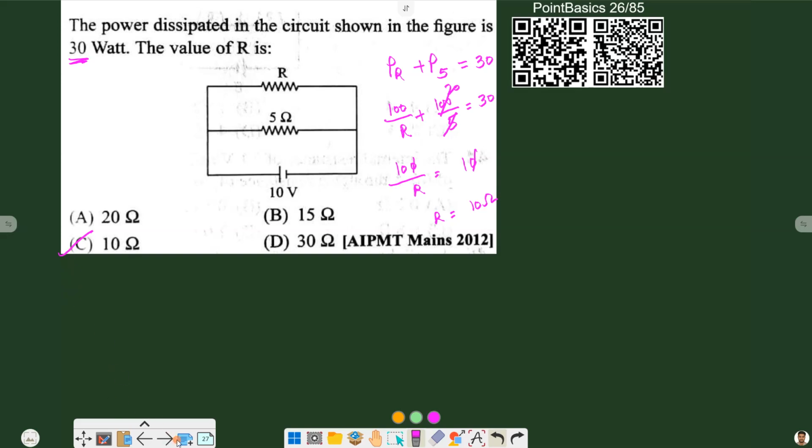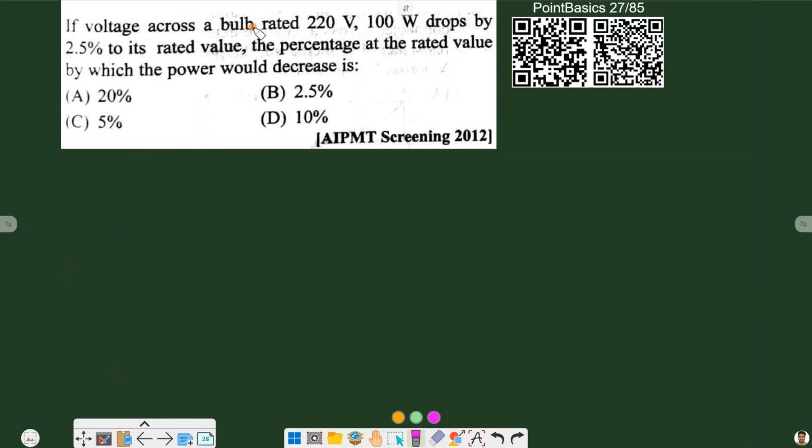Moving to the next one. If the voltage across a bulb rated 100 watt at 220 volts drops by 2.5% of its rated value, by what percentage of the rated value would the power decrease? So we have been given the change in voltage. So delta V by V into 100, the percentage change in voltage, is given as 2.5, and we have to find out the percentage change in power.